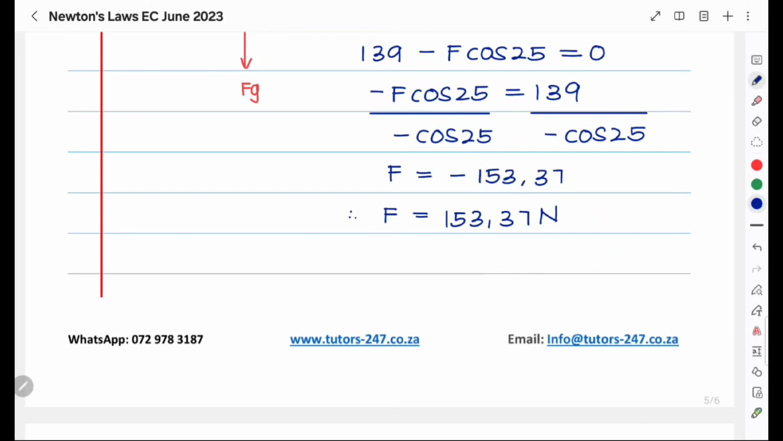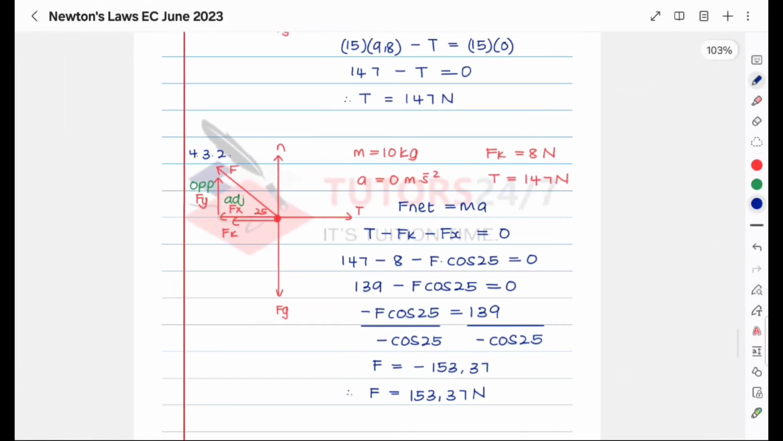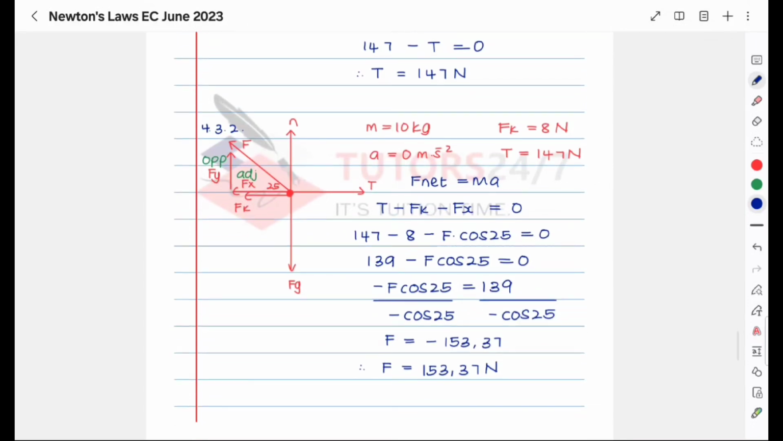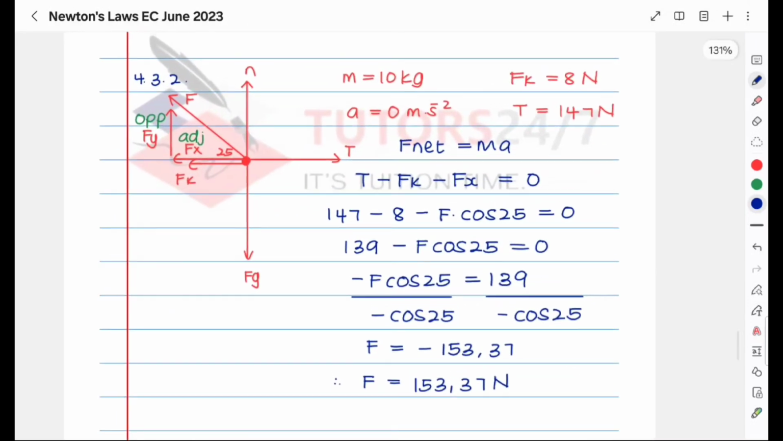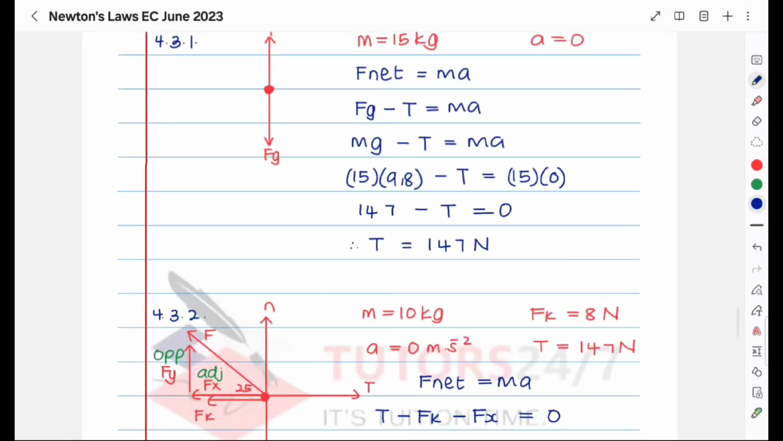So this is 153.37 newtons. That is the applied force. All we needed to do was take into consideration all of the horizontal forces acting on the 10 kg object. From there, we substituted them into our F net equals ma formula and solved for applied force.